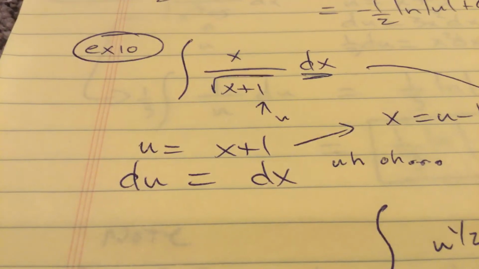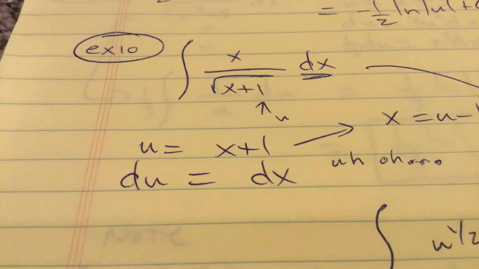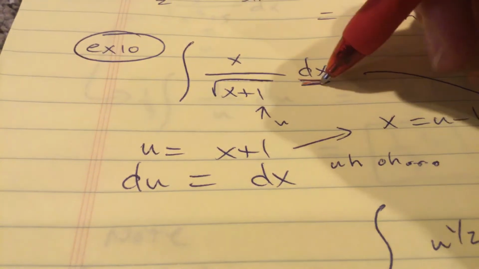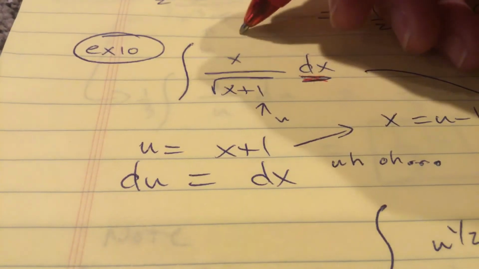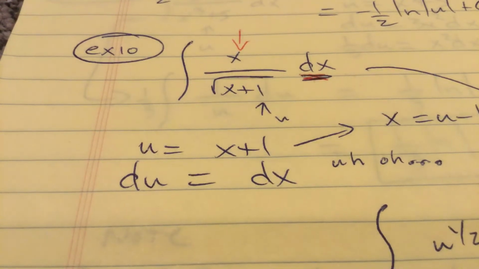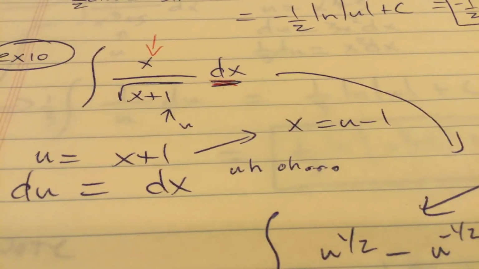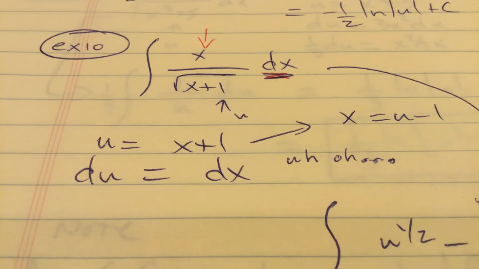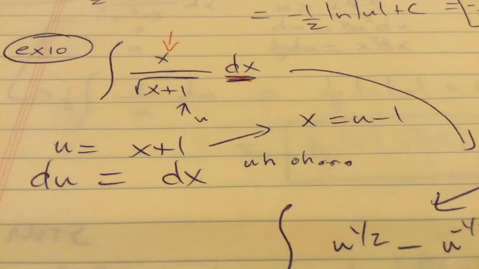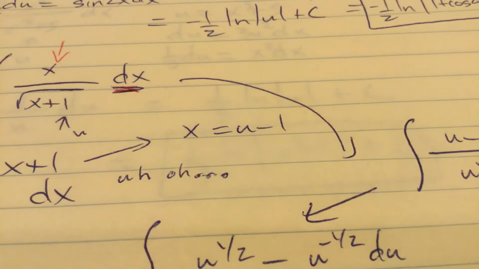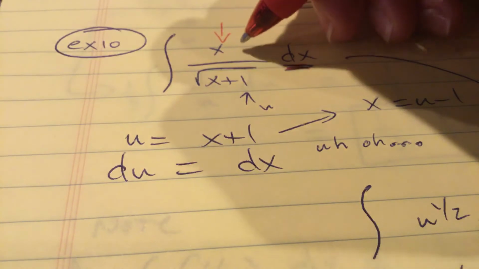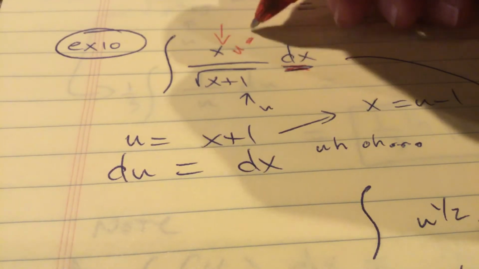All right, so I'm going to let u be x plus 1. Then the derivative of u is just this. But I need to plug something in for x. Uh-oh. Well, folks, if u equals x plus 1, I just need to know what x is. Simply subtract 1 from both sides. x would be u minus 1. So this can be u, and this can be u minus 1. No big deal. So I can write it like this now.